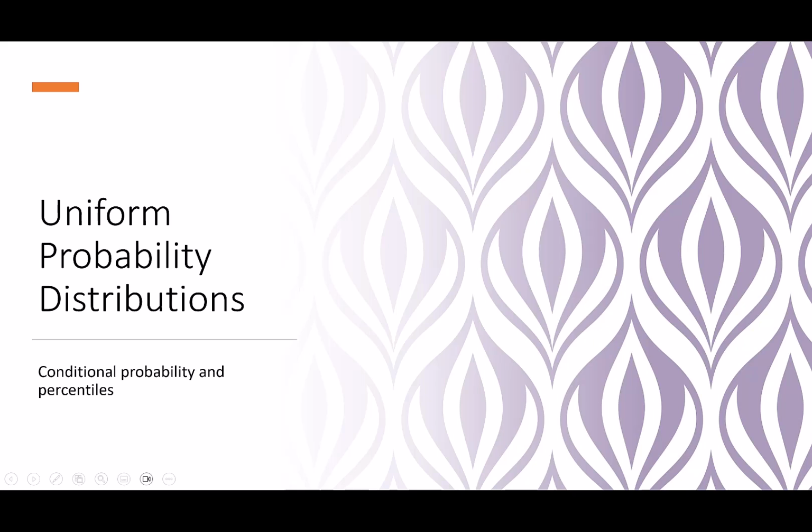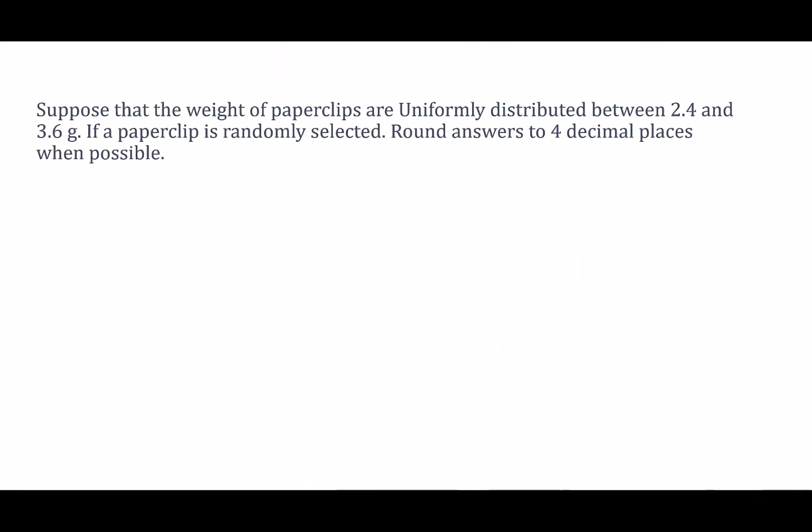Hi everybody, today we're going to continue to look at uniform probability distributions by doing an example of conditional probability and percentiles. Suppose that the weight of paper clips are uniformly distributed between 2.4 and 3.6 grams. If a paper clip is randomly selected, we are going to find some probabilities where we will round our answers to 4 decimal places when possible, which really means as needed.